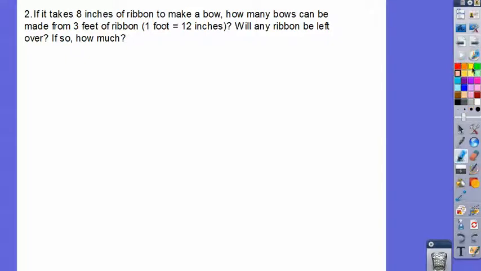so first part, I like to go ahead and just highlight key information. It just makes it so I don't have to. 8 inches to make a bow. How many bows could be made with 3 feet of ribbon? Will there be any left over?